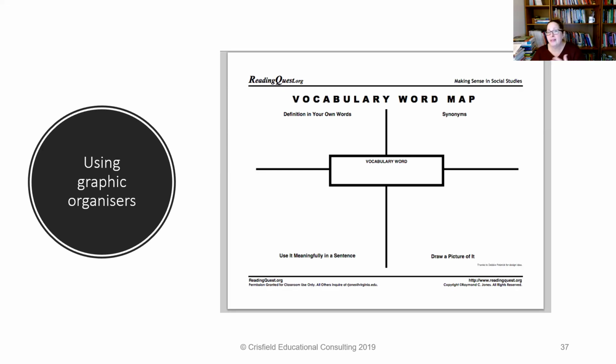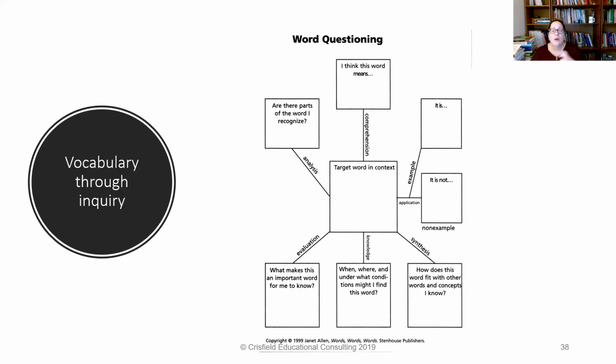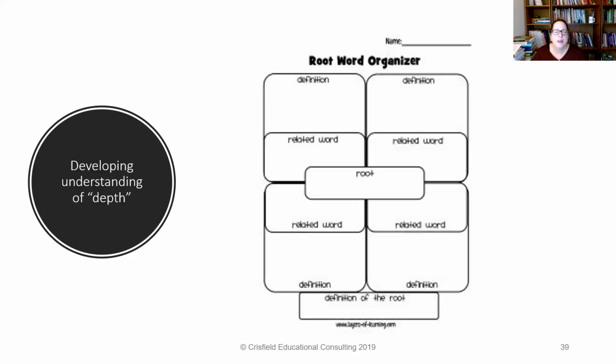There are lots of different resources you can use to help you support word learning. These are a couple that I like: vocabulary word maps. You can do vocabulary through inquiry if you're doing inquiry-based teaching. What is the word? What do I think about it? What do I know about it? So you can really have the kids dig in. There's a vocabulary learning model called the Frayer model that's quite popular. It does take quite a lot of time, but it's useful for words that have quite a lot of scope across the curriculum.